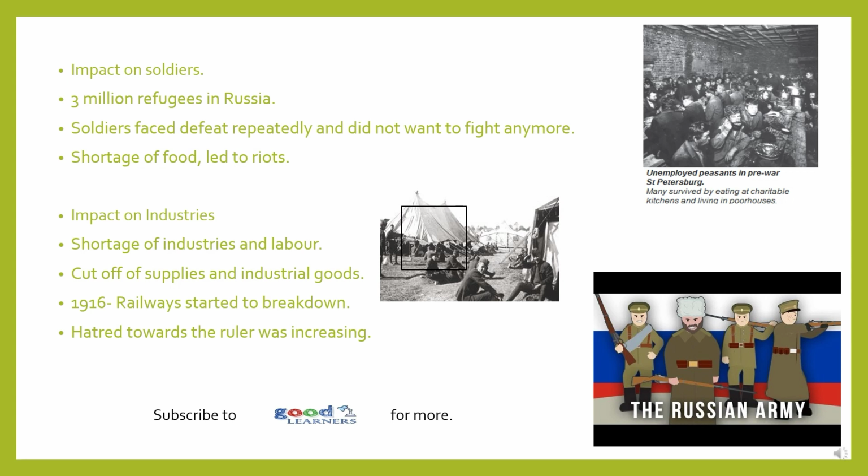Now we know that it had a heavy impact. Shortage of labor happened in industries and industries started to break down due to this because all the men were sent to war. Then due to the war, the relations with other countries also worsened and so the supplies were cut. All the goods and the raw materials that came from other countries were cut. In 1916, the railways started to break down. Now we know how important railways were for industrialization, right? Now with all these conditions together, the hatred towards the ruler increased. A revolt was about to happen and honestly we cannot blame the masses for that.